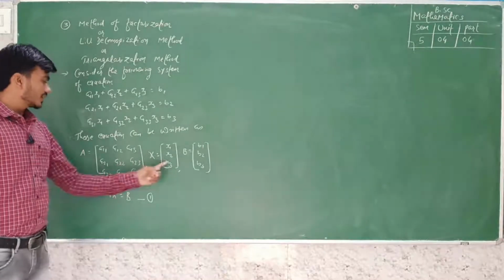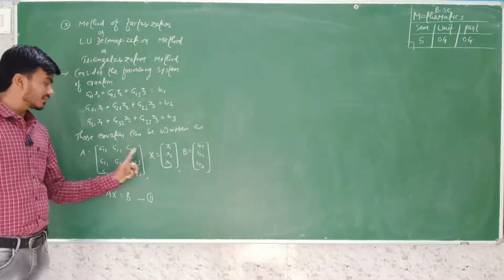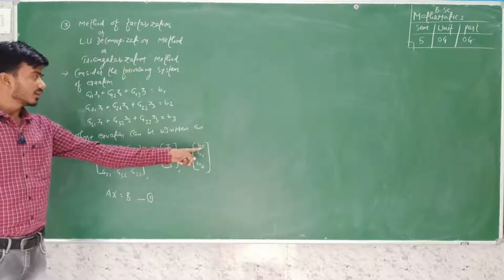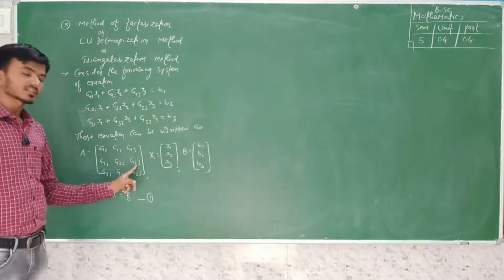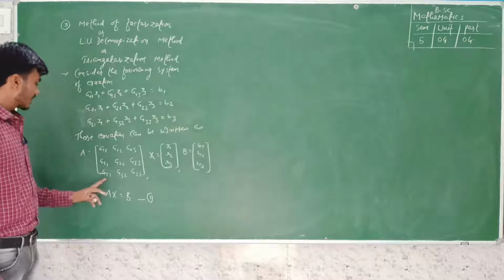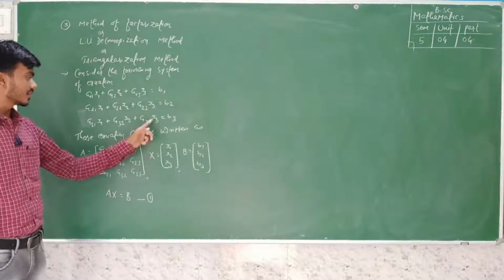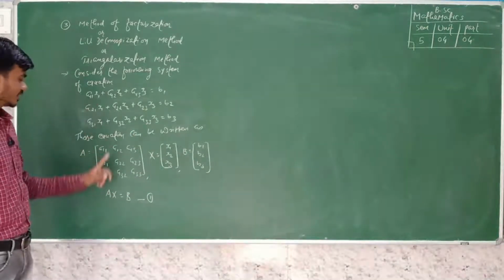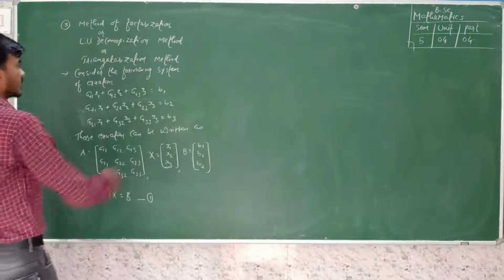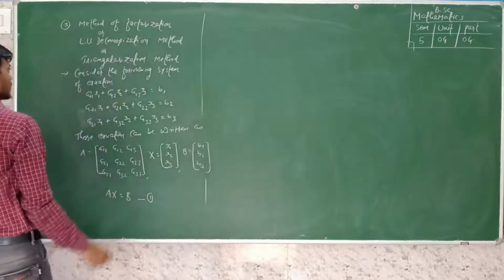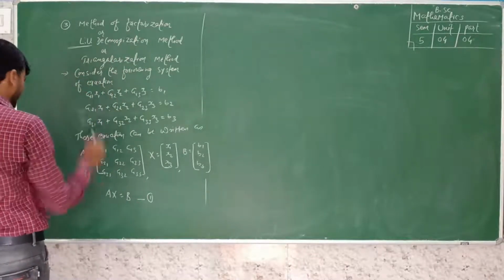In the multiplication AX of these two matrices, first row and first column gives a11x1 plus a12x2 plus a13x3 is equal to b1, the first equation. Second row gives a21x1 plus a22x2 plus a23x3 is equal to b2. Third row gives a31x1 plus a32x2 plus a33x3 is equal to b3. So this can be written in matrix form as AX is equal to B. Here we can use the LU decomposition method, the method of factorization or triangularization method.